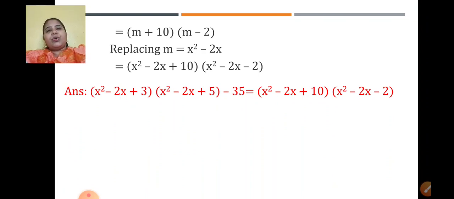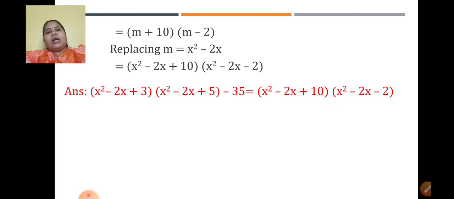I hope you have understood it. This is what I was telling you. Each and every sum is slightly different from the previous one, but I hope you are understanding it. Please write it along with me. Now this particular sum, since after resubstitution it cannot be factorized, you have to leave them as the final answer. Okay, so write it fast.